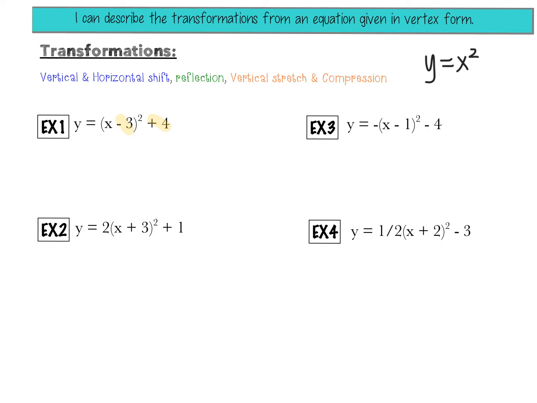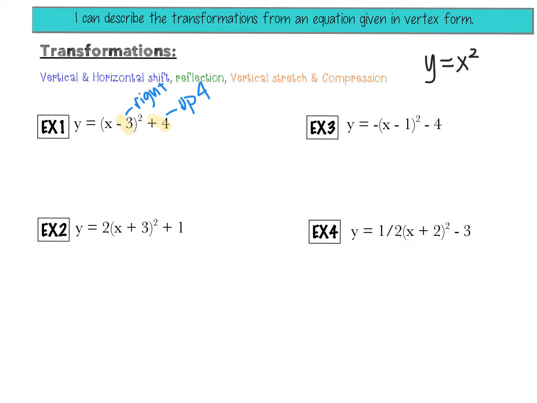So I know that when I'm adding or subtracting on the outside of the parentheses, this is a vertical shift, and it's positive, so it's going up 4. And then x minus 3. So the formula is x minus the value that it's moving, and since it's 3, it's going to move right 3. I don't have any vertical compression or stretch, and I don't have any reflection. So I've identified each piece of the transformation.